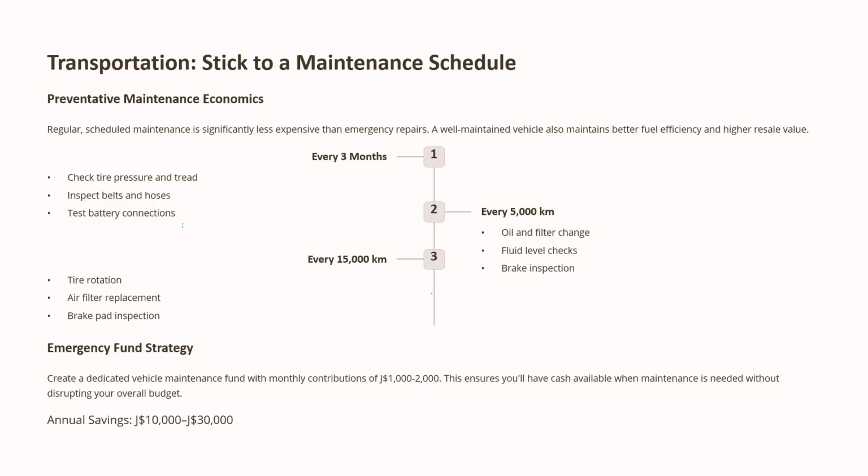Another thing that I recommend, just based off some of the experiences that I've seen and had personally, is that we can create a dedicated vehicle maintenance fund and then make monthly contributions to that fund. So it can be anywhere between $1,000 and $2,000. And then when things happen, you will know that you have the cash available without having to either disrupt your normal budget or go into debt.